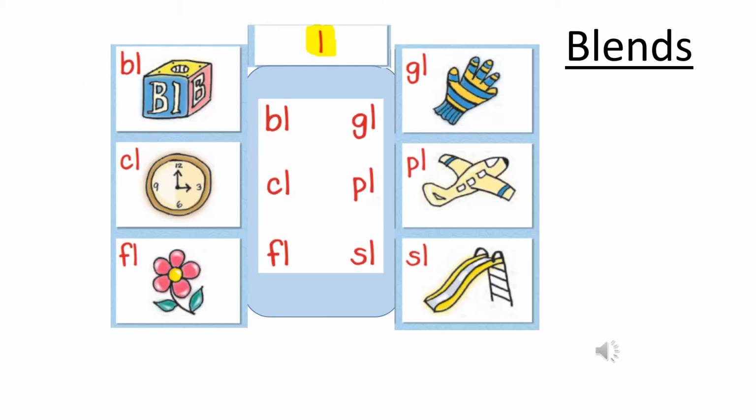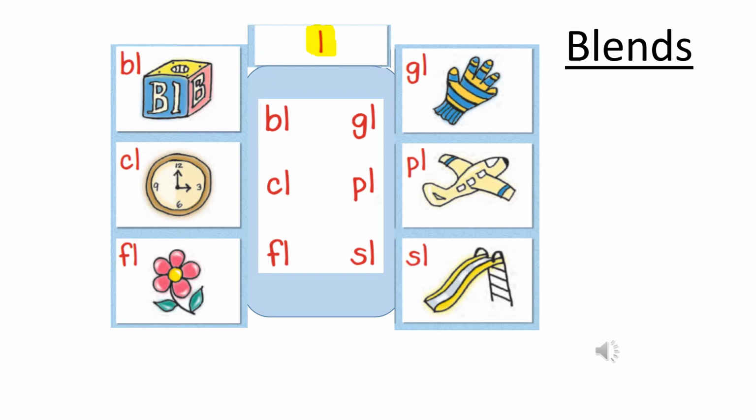And finally, let's take a look at the L blends. An L blend has the letter L in the second position, not the first letter, but the second letter. So starting with the BL blend, blocks. CL, clock. FL, flower.